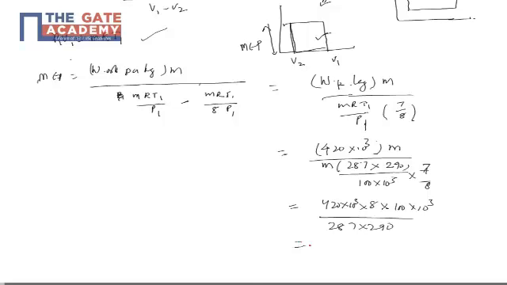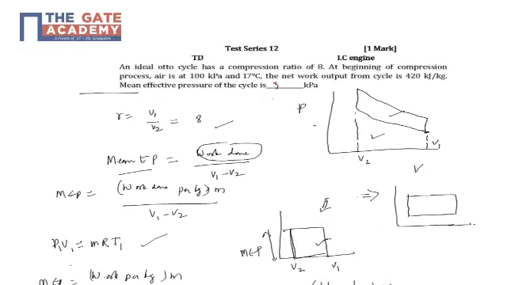So this I get close to 576 into 10 power 3, so that becomes 576 kPa. So the answer is close to 576 kPa. Thank you. So this is the mean effective pressure of the cycle. Thank you.